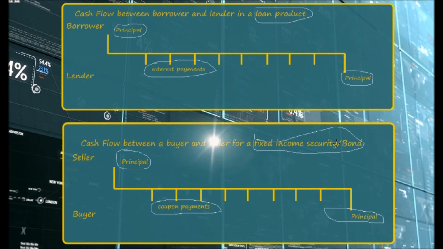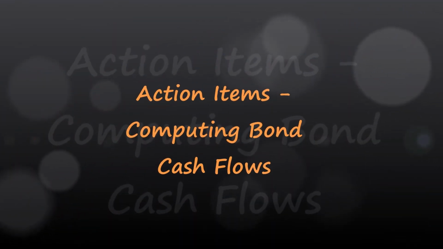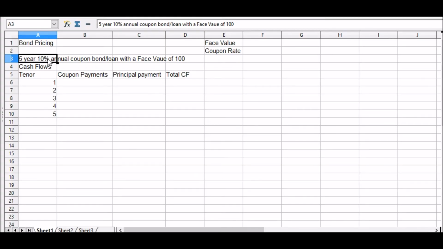The first action item in the bond pricing exercise is to map the cash flows of a bond or loan instrument. Take an example of a 5-year 10% annual coupon bond. In the first column, we have the tenor, which is 1 to 5 years. In the next column, we have the coupon payments that the bondholder receives. Next, we have the principal repayment by the buyer to the seller. And lastly, we have the total cash flows. Once we map these cash flows, we are ready to start pricing the bond instrument in the next lesson.